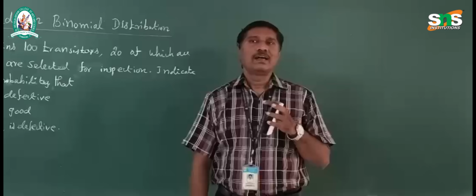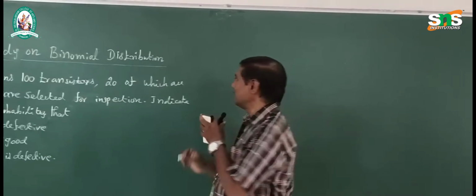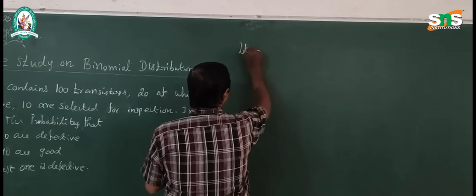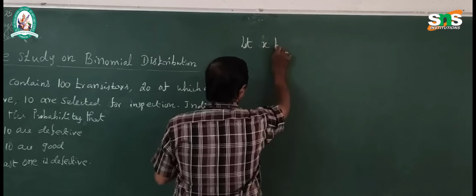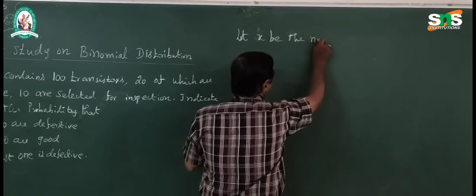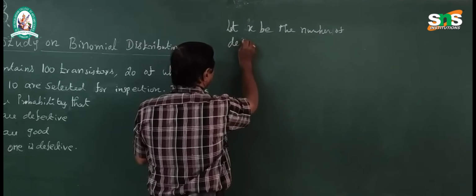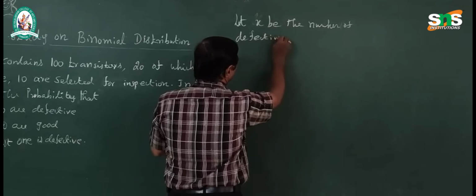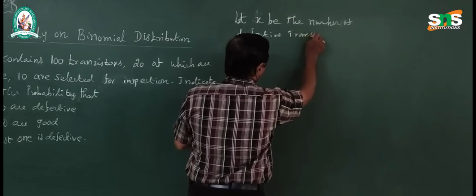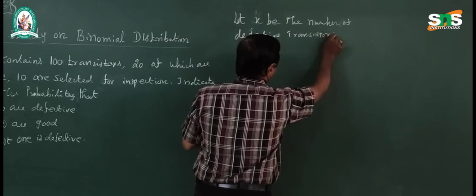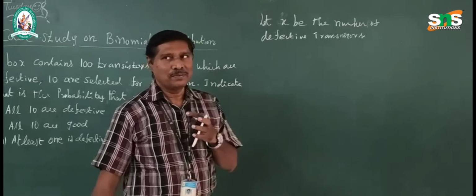The case study explains about transistors, and the given probabilities are all 10 defective, all 10 good, and at least one defective. So let x be the number of defective transistors. Okay, so we have x is the number of defective transistors.